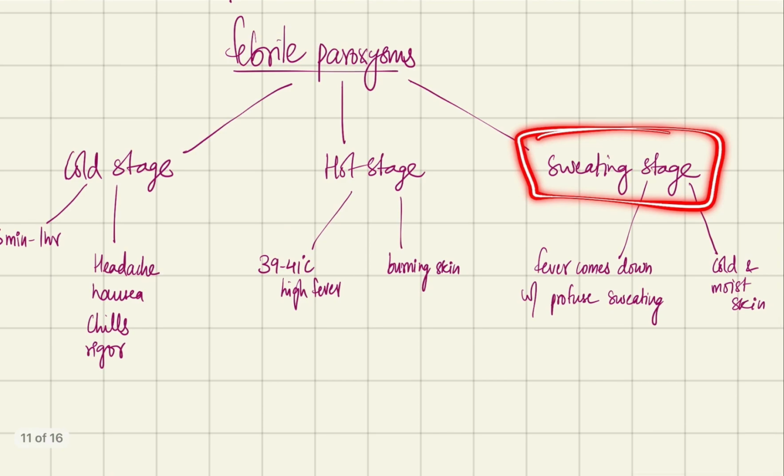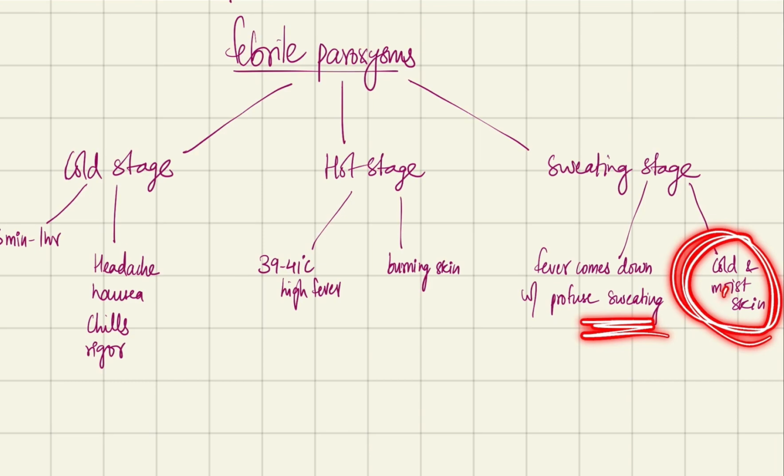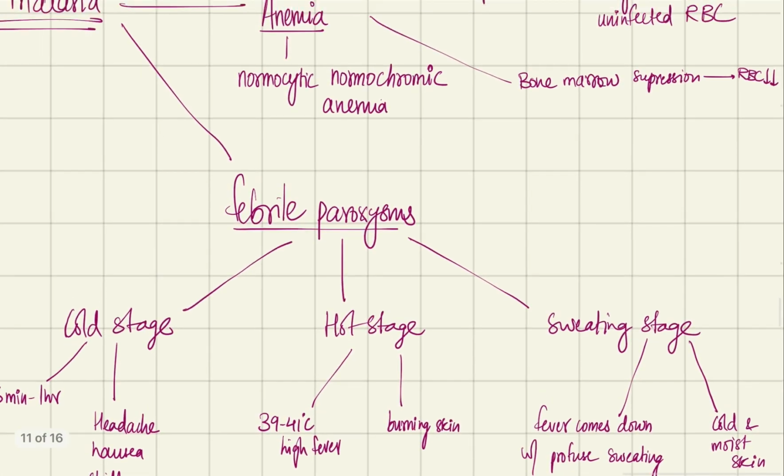And finally comes the sweating stage, where the fever actually comes down because of the profuse sweating, our body's mechanism to cope up. So fever comes down due to sweating, and now you have cold and moist skin. Cold because the fever came down, and moist because of the sweating. Okay, so cold, hot, and sweating stage.